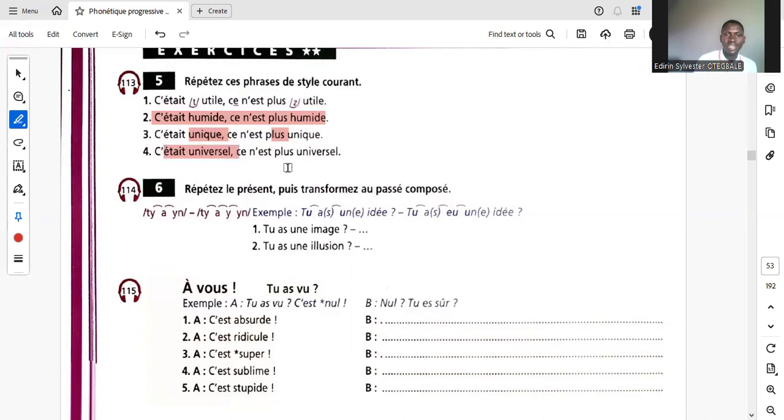So you see the phoneme is in humide, plus. You find it in unique, plus, and unique again. So it's in universel, it's in plus. So the letter U independently gives us those phonemes. Those are what you need to master. That's what you need to know as far as this is concerned.